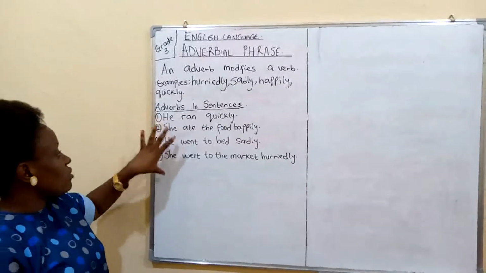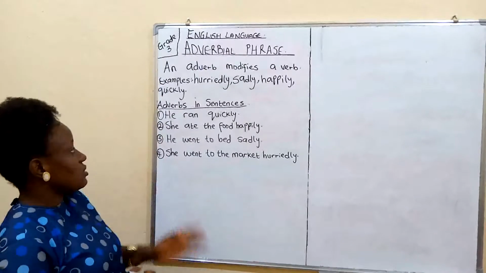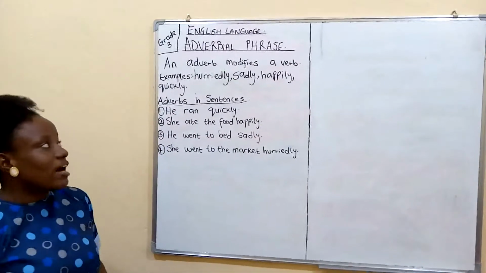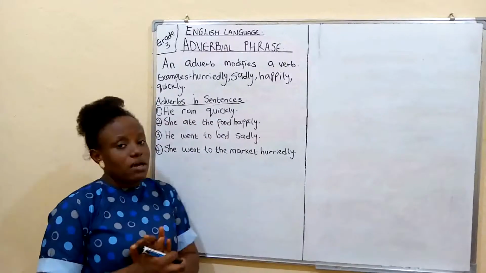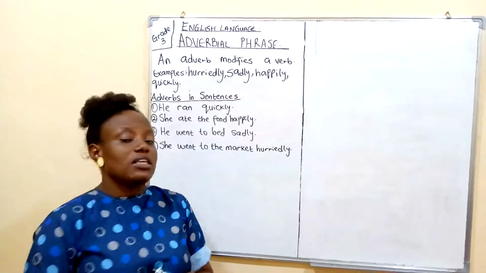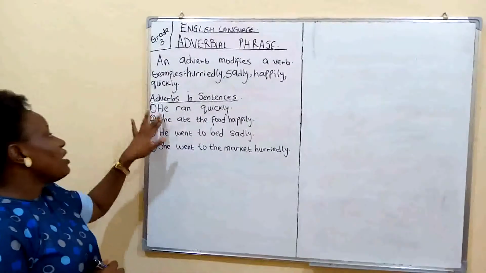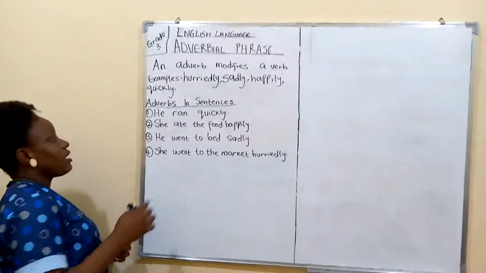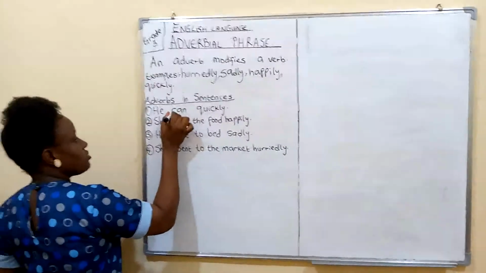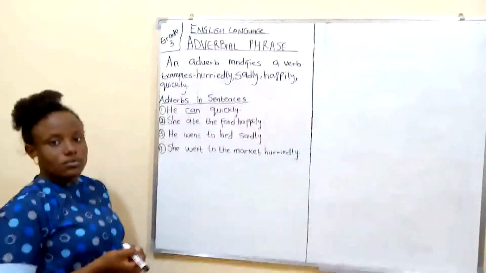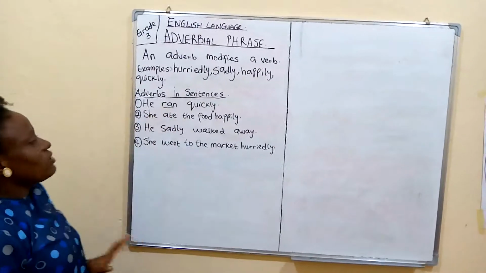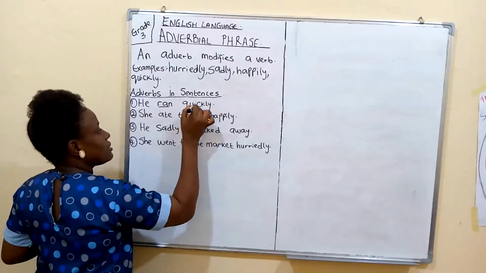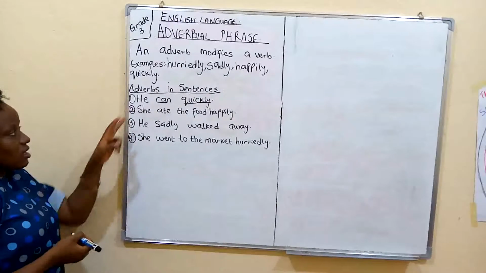We have four sentences, and inside these sentences we have the verb, and then we also have the adverb. So the first thing we're going to do is identify the verbs in these sentences. Number 1, he ran quickly. The action word, or the verb, in this sentence is ran. Now the adverb that shows us how he ran is quickly. So quickly is the adverb in this sentence.